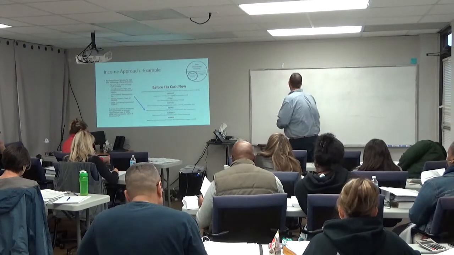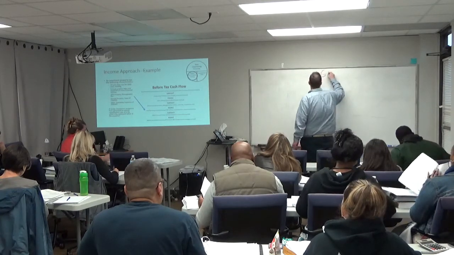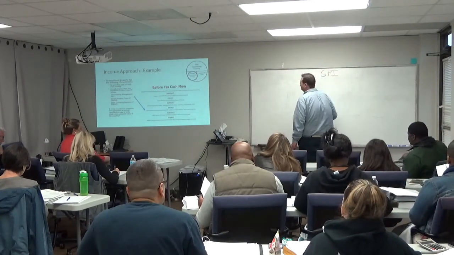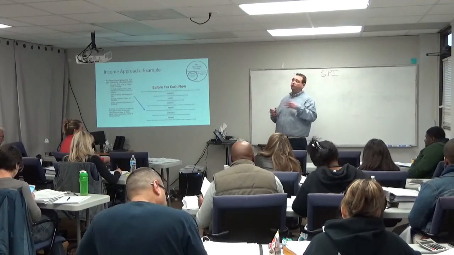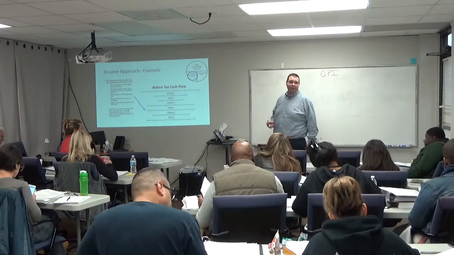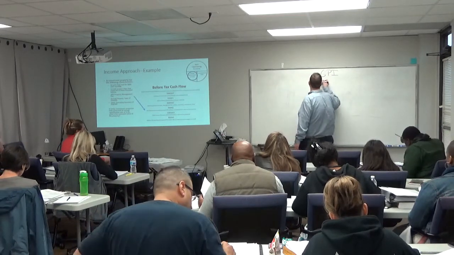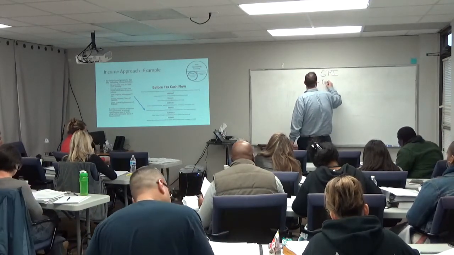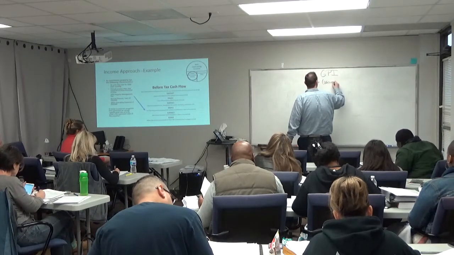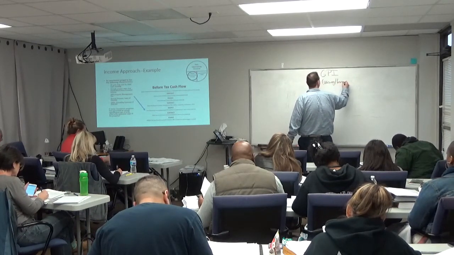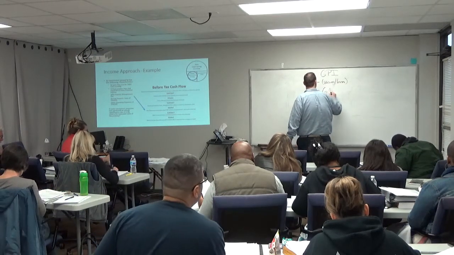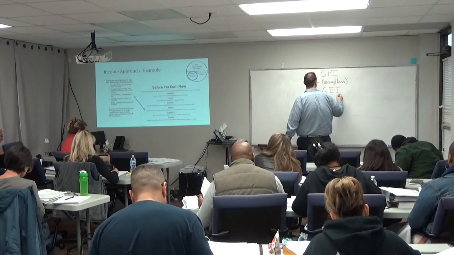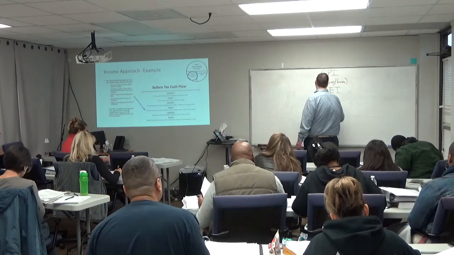What does it start with? Gross potential. GPI. Gross potential income, right? Which is the amount of rent we could collect or the revenue we could generate if everything was full and everybody was paying, right? And then what's next? Subtract what? Minus vacancy and losses. And then what does that equal? Gross effective income, right? And then minus what?